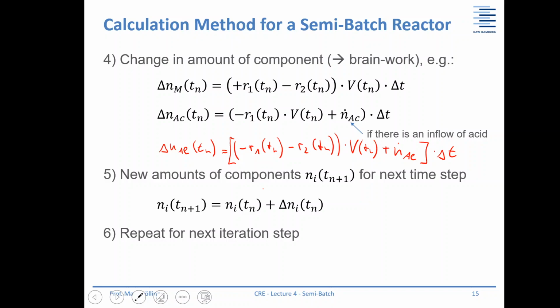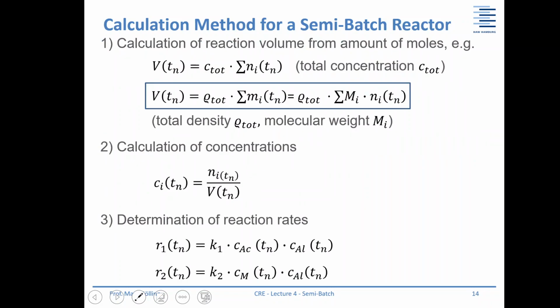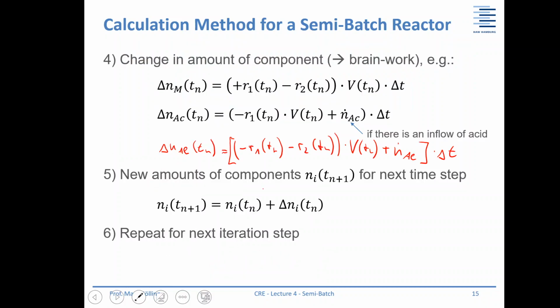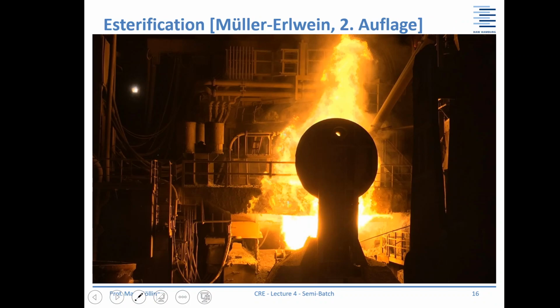Okay, and then it's just calculate the new amounts of your component for the next time step. So it's just the old amount plus the change in your component. This is the new amount, and then repeat for the next iteration step. This means with your new mole amounts, you go here, you calculate your new volume, then you calculate your new concentrations and so on, new reaction rate, and I think you know how it works.